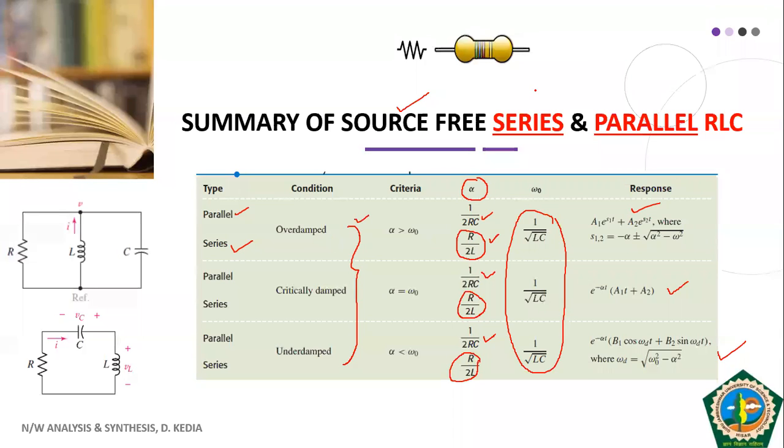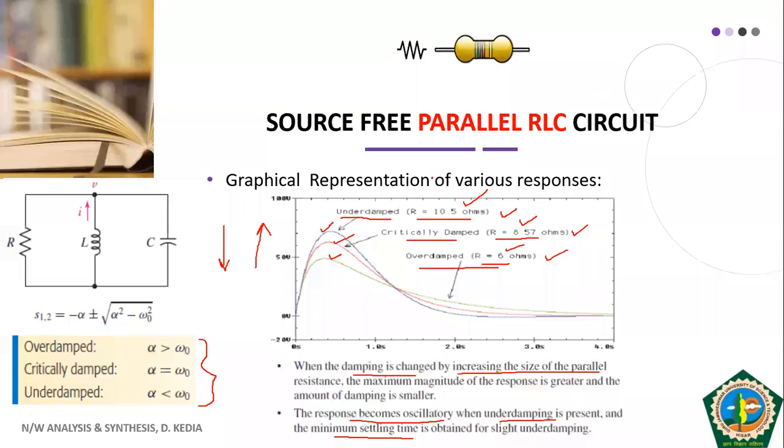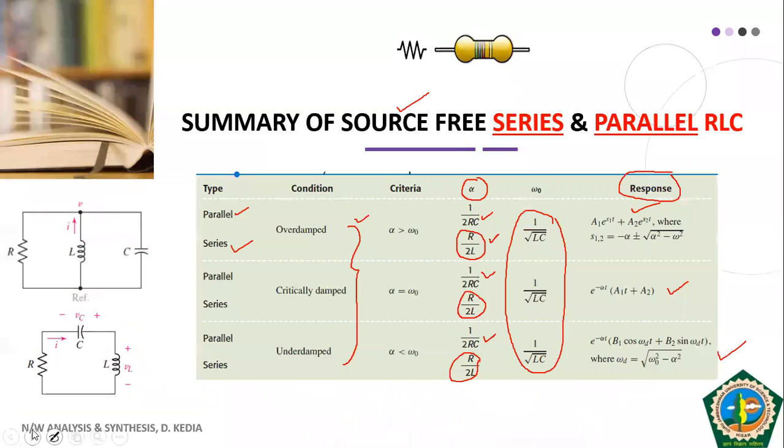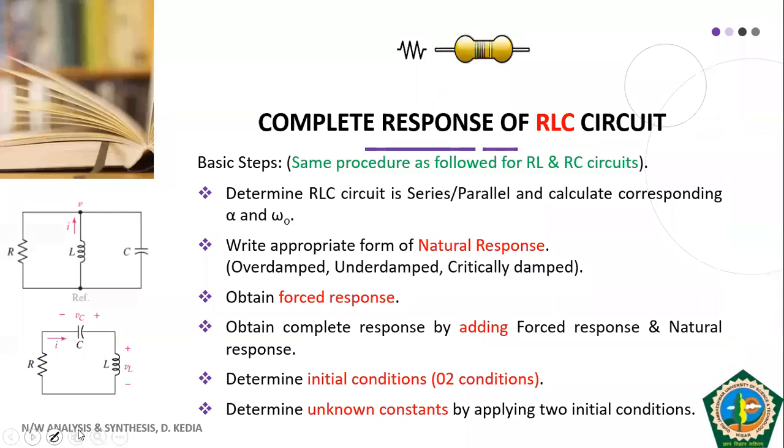So this is the natural response for all the cases. The forced response we will calculate by using the concepts we have developed, and in order to obtain the complete response, we will add the two together. Okay. So after discussing the graphical representation, we have seen the source free series RLC circuit. Then we have seen the summary of series and parallel RLC circuit.